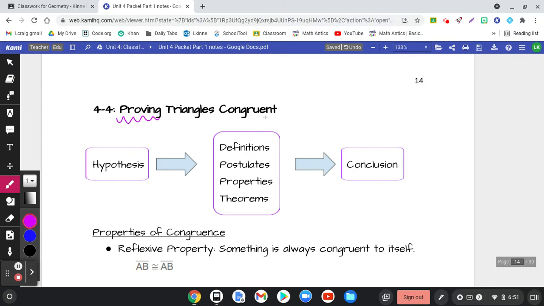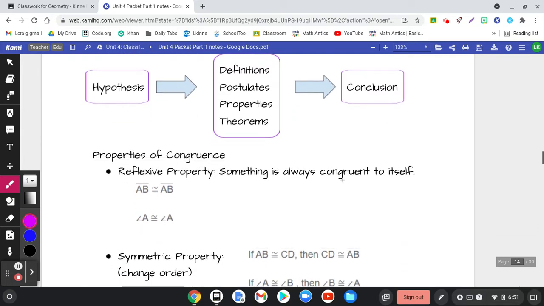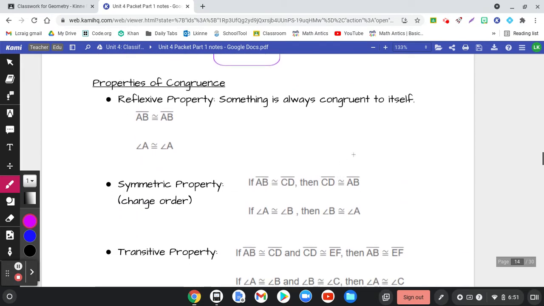All right, so proving triangles are congruent, or proving triangles are the same size. We're going to start with a hypothesis, and then we're going to look at what we have and make an assumption based on definitions, givens, the information they give you, postulates, properties, theorems. Those are all just different rules that we know about triangles, and then we come up with the conclusion. So just a few properties that we have not talked about yet, but something that you'll definitely need to know.